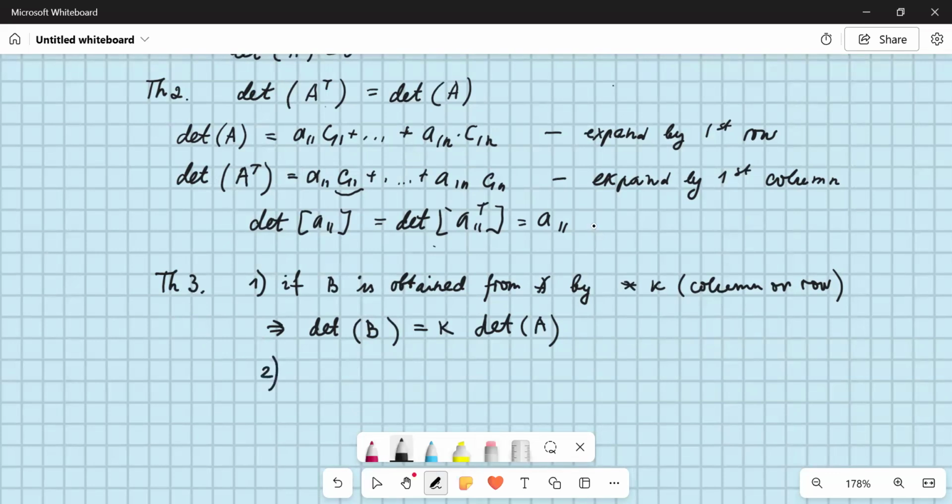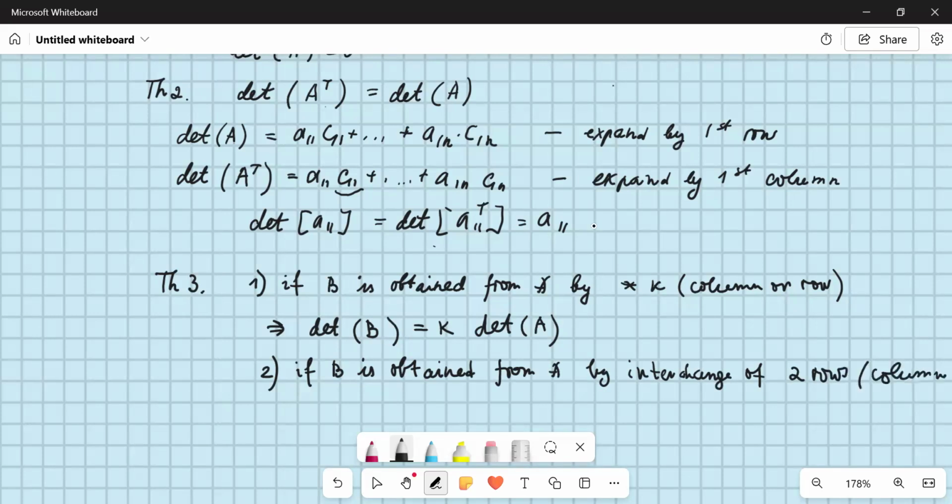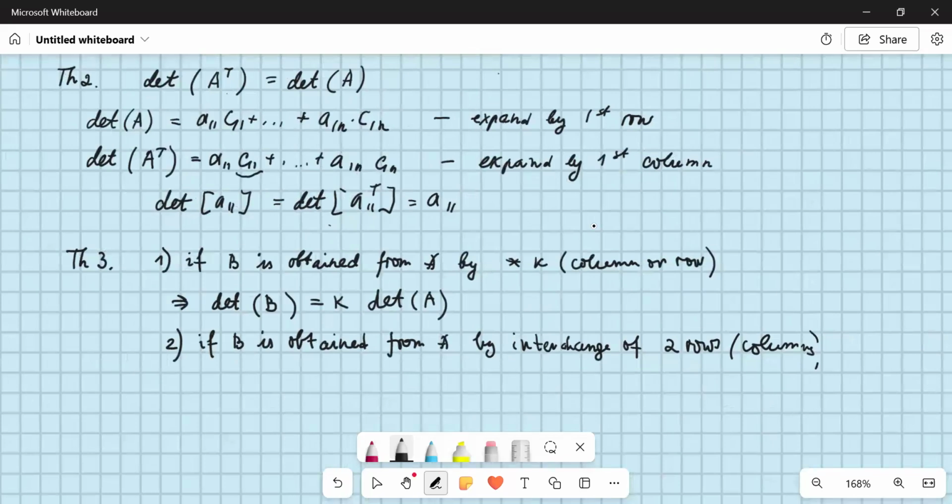Second, if B is obtained from A by interchange of two rows and also columns, then determinant of B is going to be just minus determinant of A.